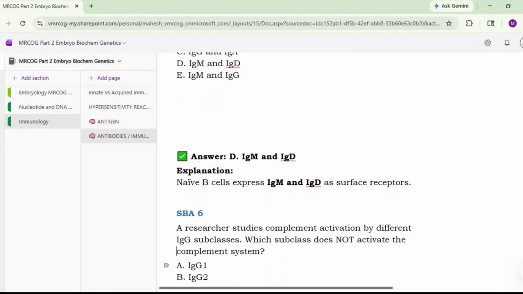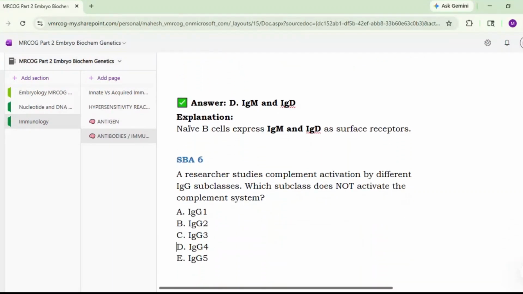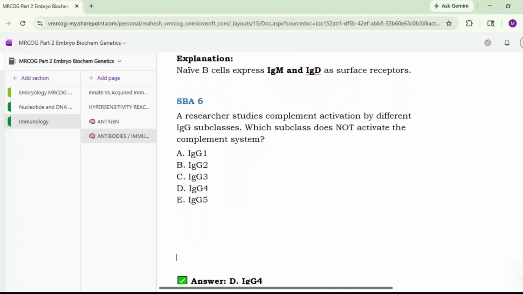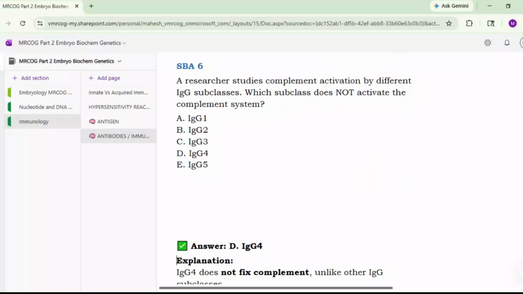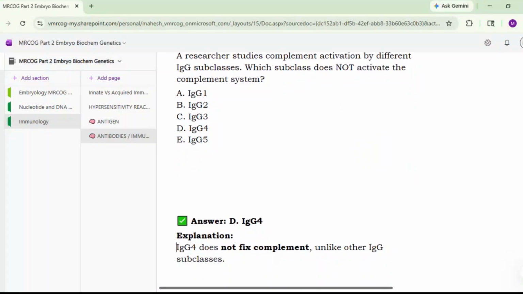Next. A researcher studies complement activation by different IgG subclasses. Which subclass does not activate the complement system? IgG1, IgG2, IgG3, IgG4, and IgG5. Sir, option IgG2. Yes. So IgG4, option D. IgG4 does not fix the complement unlike other IgG subclasses.